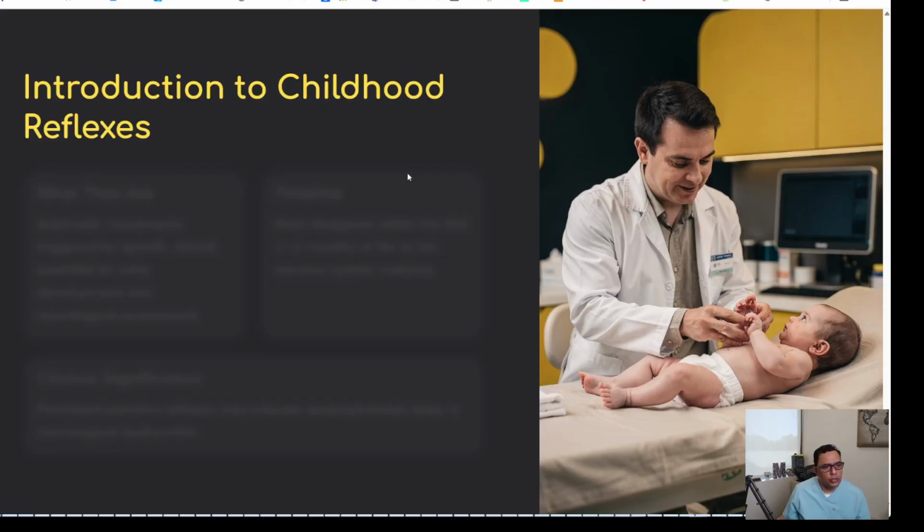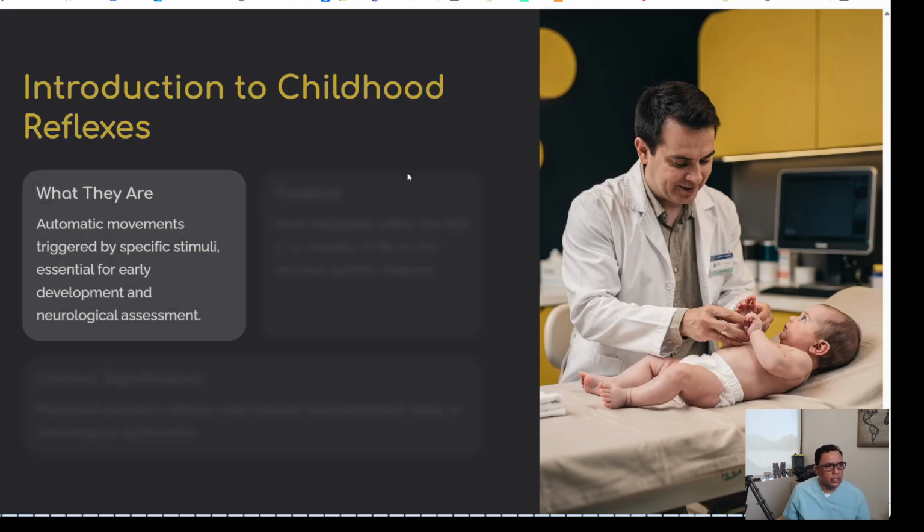The three things you want to know about the reflexes is you want to know some main reflexes which the exam is going to ask. Then you want to know how to elicit a response or the reflex. What would be a normal reflex response? And then you also want to know when it disappears. So let's look at it.